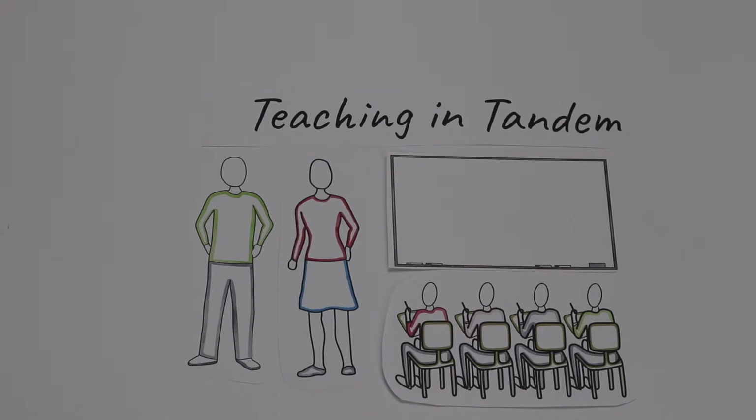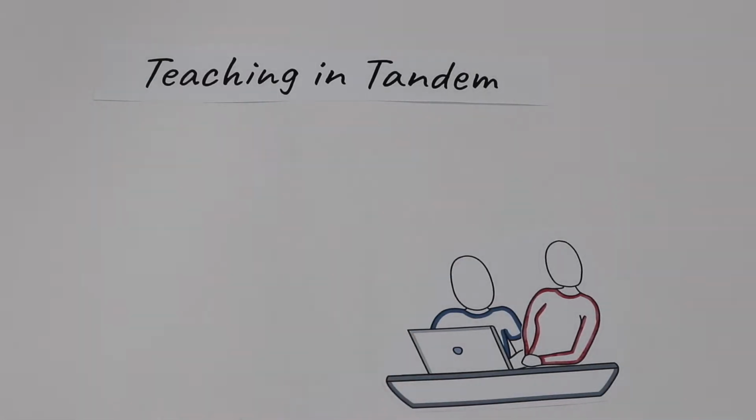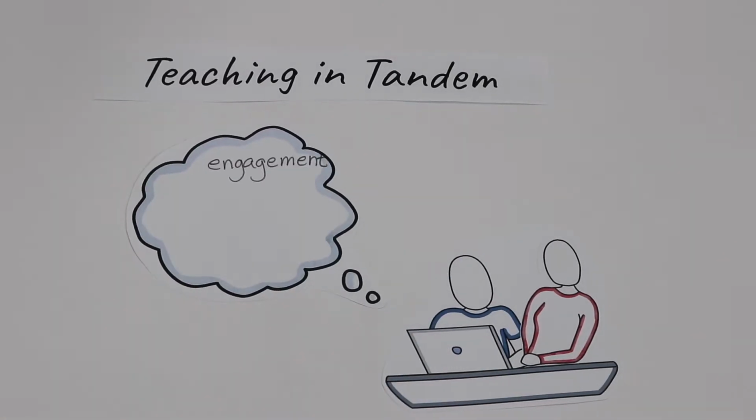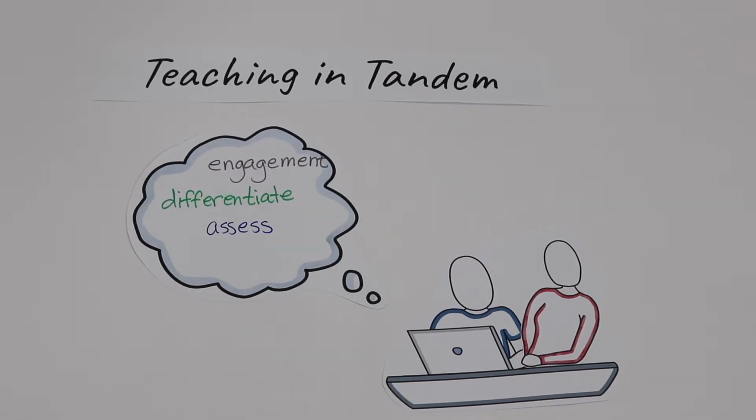Teaching in tandem. The coach and the teacher deliver a lesson as partners rather than as individuals. When co-planning, the teacher and coach think about how they will maintain high levels of engagement, how they will differentiate and formatively assess, and strategies for managing behavior.